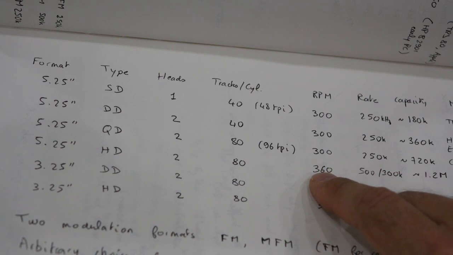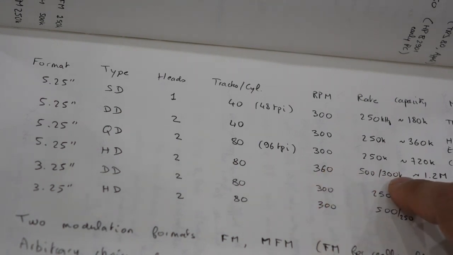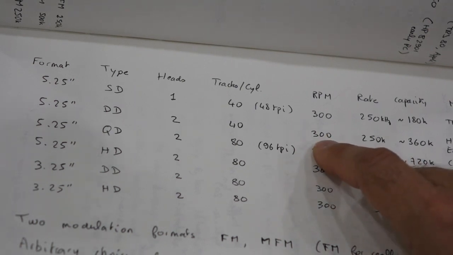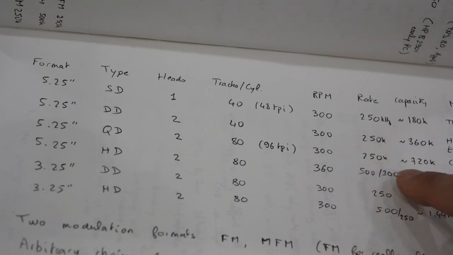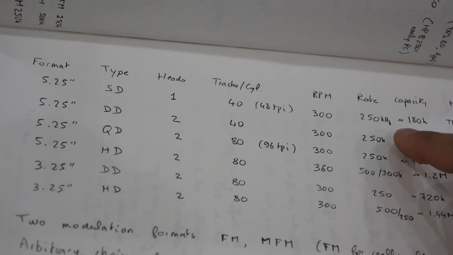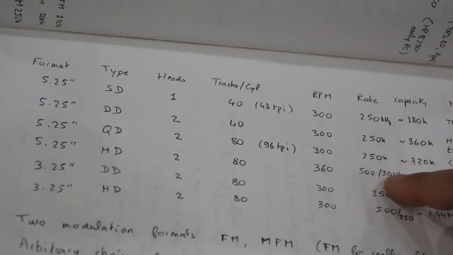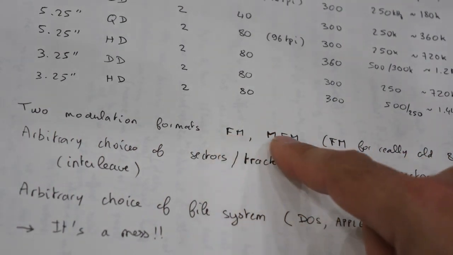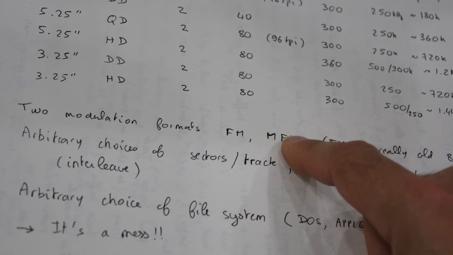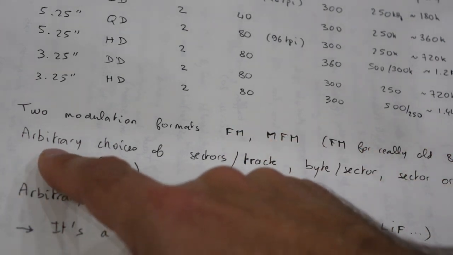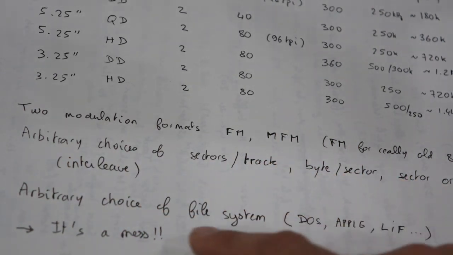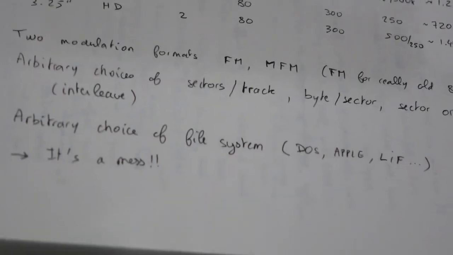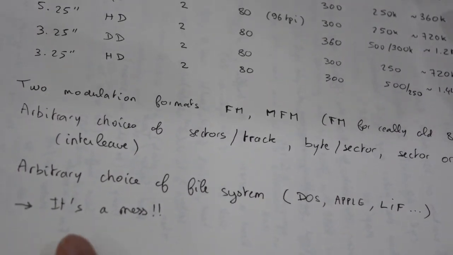So what happens is that 360 RPM and 300K rate is actually the same bit density as 300 RPM and 250K rate. So it will be able to read, and sometimes with many restrictions write, but that's usually not something you should do, but it should be able to read a double density disk, and for once it's smart enough to do it on its own. So what does that tell you is that in addition to that, you have two modulation formats, FM and MFM. FM is really old, that's the 8 inch, so my computer can't even do FM, so it's MFM. And you have an arbitrary choice of sectors and tracks, bytes per sector, sector ordering, an arbitrary choice of file system, which means that it's a complete mess that you have to understand if you want to operate them properly.